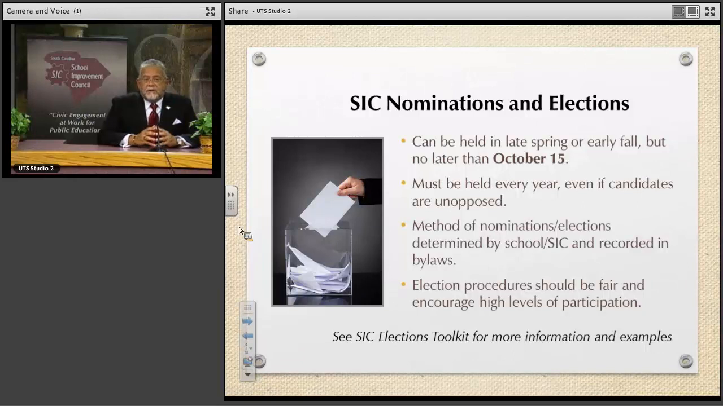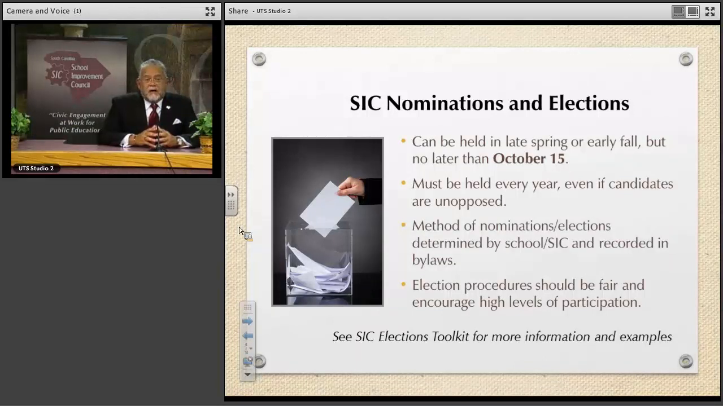With respect to parent elections, we've noticed that participation tends to go up significantly when SICs hold elections during times that a large number of parents are already at the school, such as registration day, back to school night, or even at a football game. If you go this route, it's a good idea to keep the ballot box open in the school office for a few days after the event, so that folks who couldn't attend still have a chance to vote. Teachers commonly hold their nominations and elections during faculty meetings.